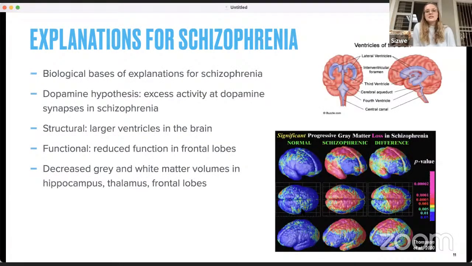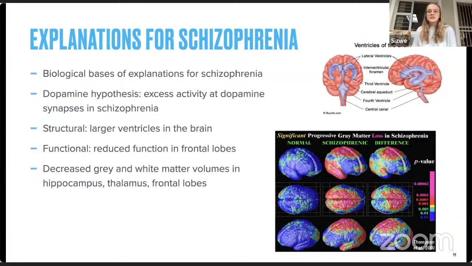Okay, some explanations for schizophrenia. We still don't have all the answers. So at the moment, we're just looking at the bio level things because that's where most of the research has been. So the biological bases. Okay, so there's a dopamine hypothesis that says that there's extra dopamine at your synapses.